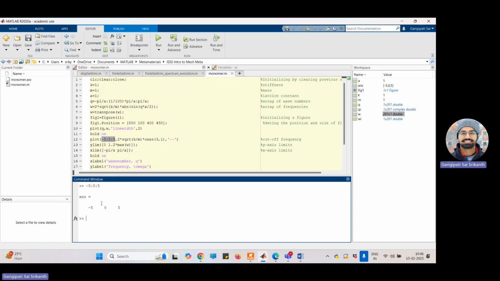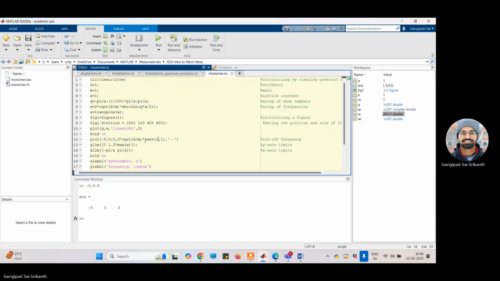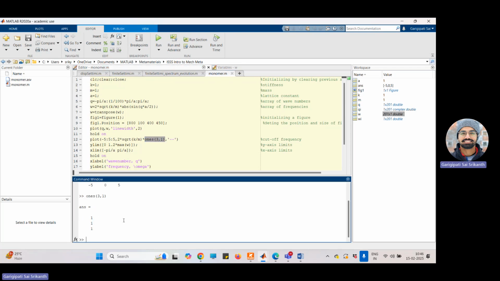Right? So because this array contains 3 entries, what I did was I used this function ones. This ones creates 3 comma 1 means we'll create an array of 3 rows, 1 column, basically 3 entries. We can do ones 1 comma 3 also. Should not change, at least in this context.